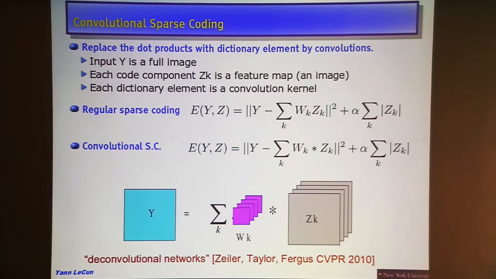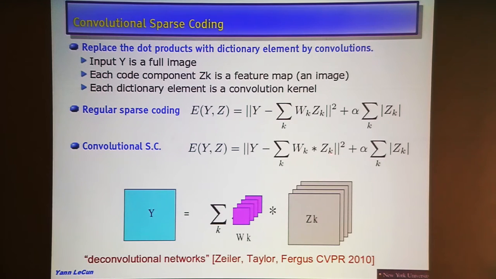So the idea is to turn to convolution. And again, Rob will probably talk about this some more. So the idea here is that normally sparse coding is, you compute a weighted sum of the columns of the dictionary matrix, where the coefficients are the components of Z, right? So it's a sum over k of W_k Z_k, where W_k is a vector and Z_k is a scalar. So we're going to turn Z_k into an image instead of a scalar. Instead of being just a vector, an image patch that's vectorized, Y is actually going to be an image now. And Z_k is going to be an image, and W_k is going to be a convolution kernel. So something like this, okay?